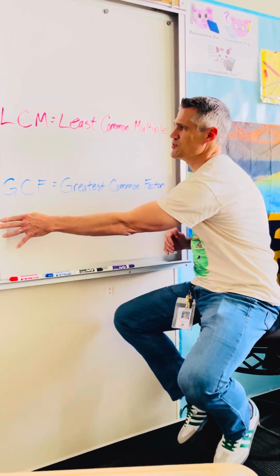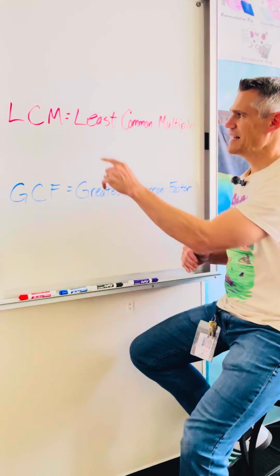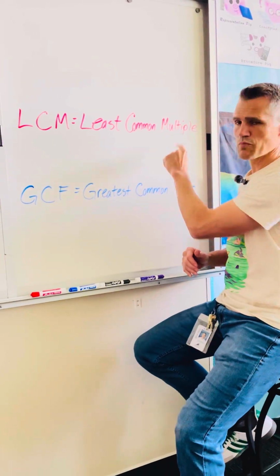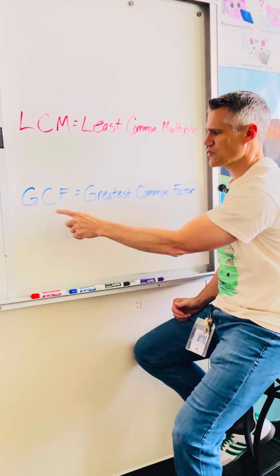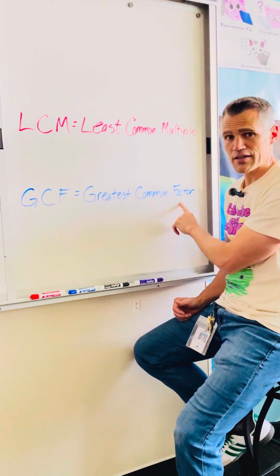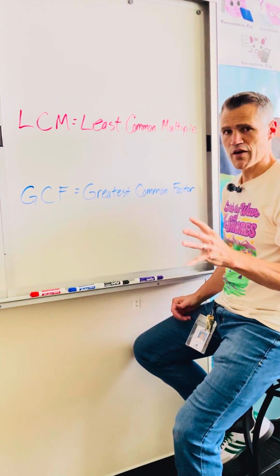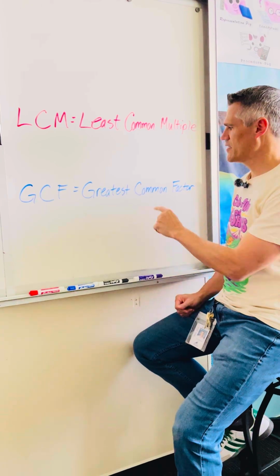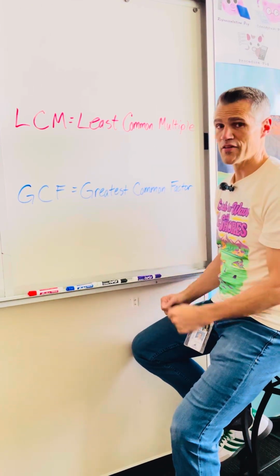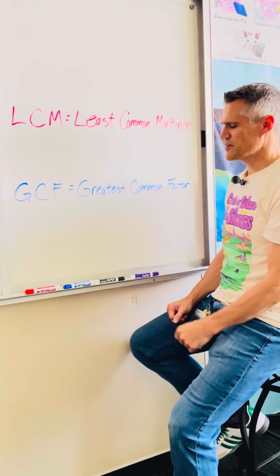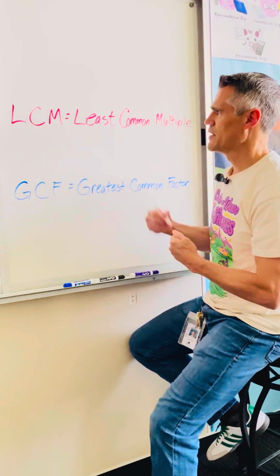So LCM, as you probably know, stands for least common multiple, and GCF stands for greatest common factor. Now, one of the reasons why they're confusing is because they both have the word common in them. And another reason, let me show you.